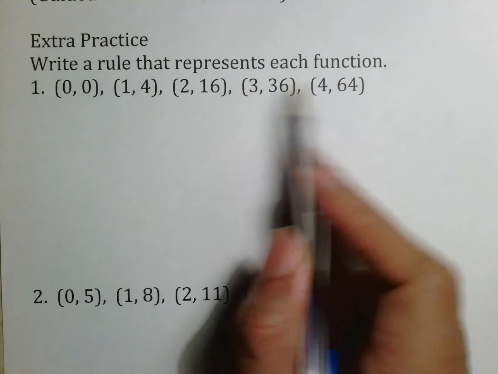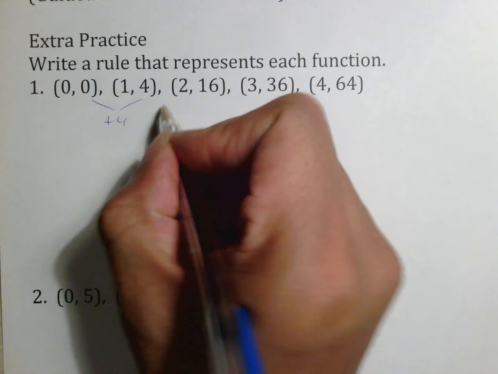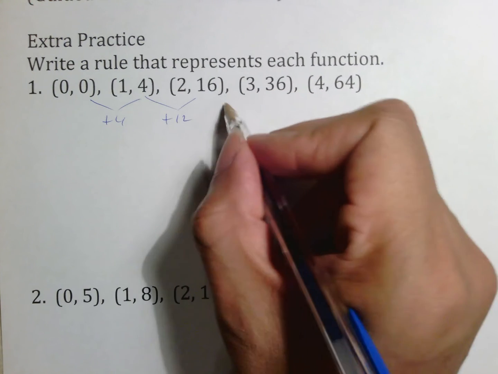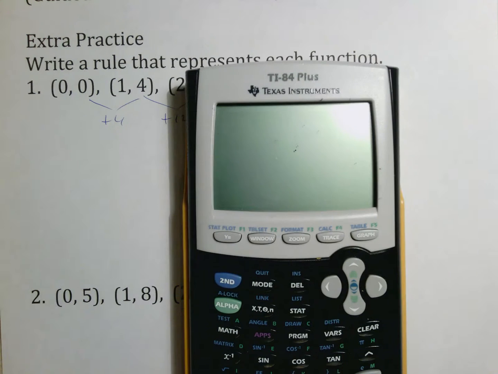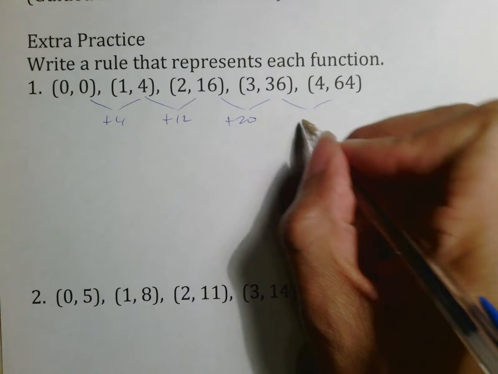0, 1, 2, 3, 4 is good. This is plus 4, plus 12, plus 20. I don't know what 64 minus 36 is, but we're going to see it. Plus 28.